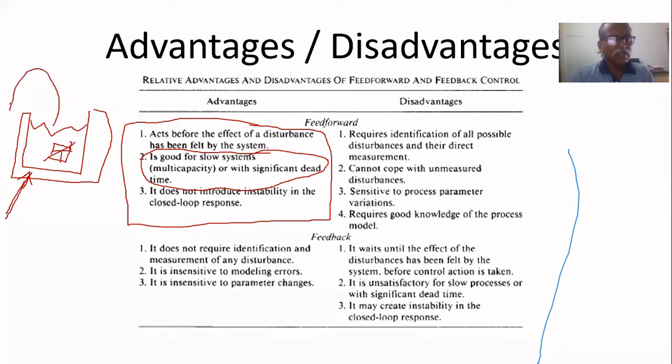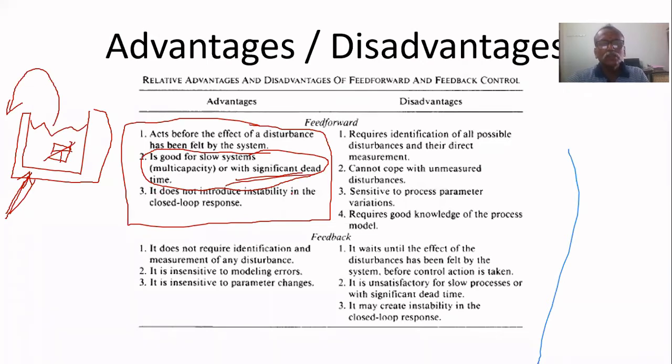So only after 5 minutes will the feedback controller take corrective action. That takes another 5 minutes to change the effect here, because of dynamics; it may take 3 times the time constant of this process. So it takes a long time to solve if the dead time and the time constant are large. In that case, where significant dead time is there, feed-forward control will be very good.